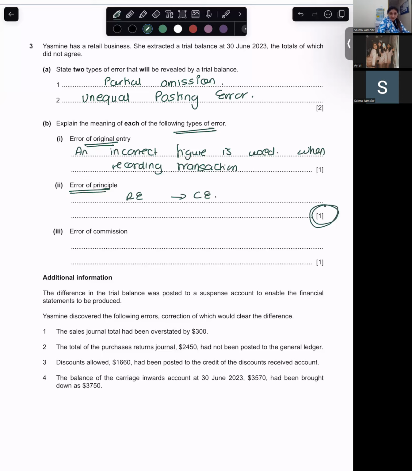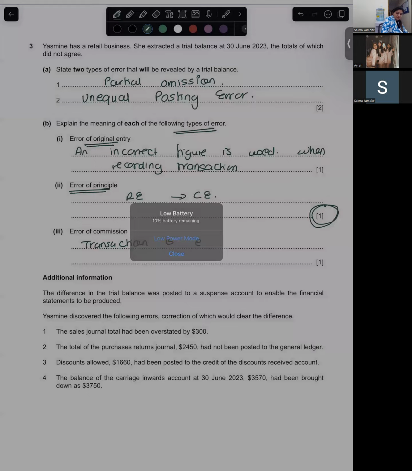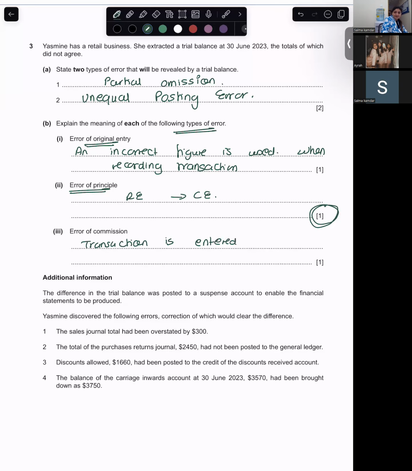Error of commission. Wrong name. So what will you write? Transaction is entered in the incorrect account. Transaction is entered in the incorrect account.